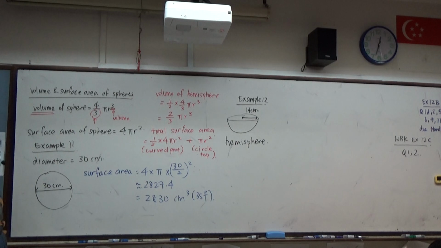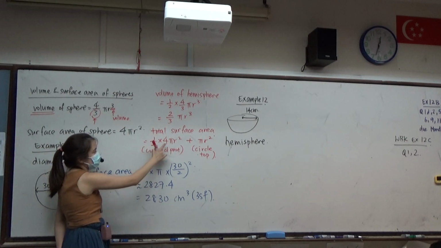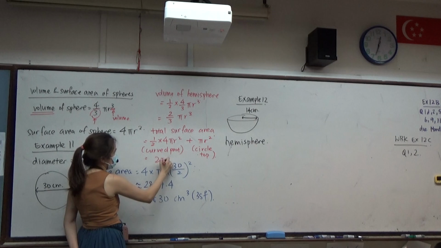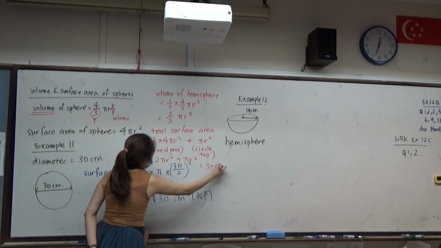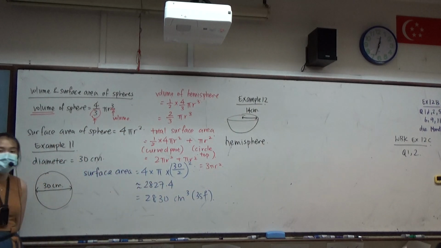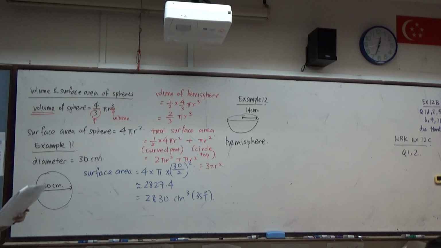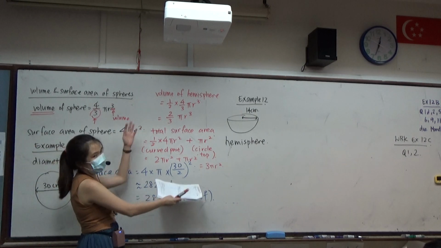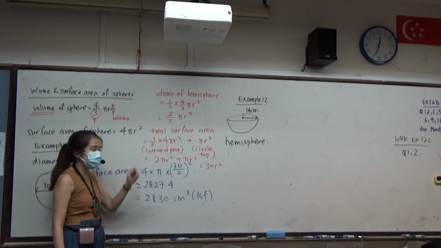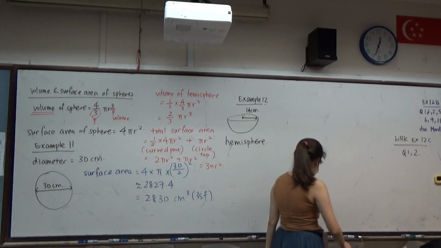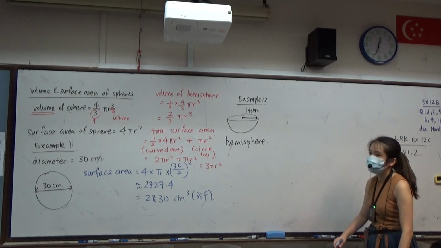Okay, so in this case, half times 4 gives you 2, plus another pi r squared. So essentially, for a hemisphere, the formula is 3 pi r squared. You can either memorize this, which I don't usually encourage, or else just think about what exactly is needed, because there will really be too much to memorize.